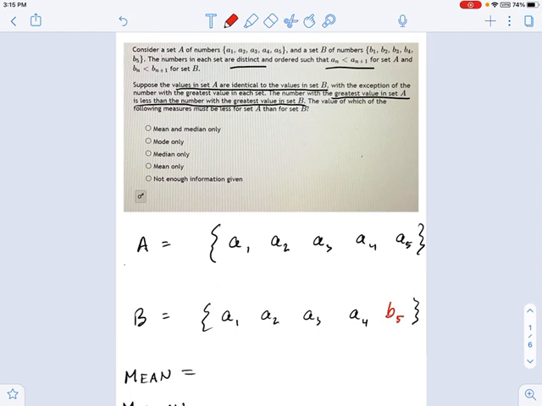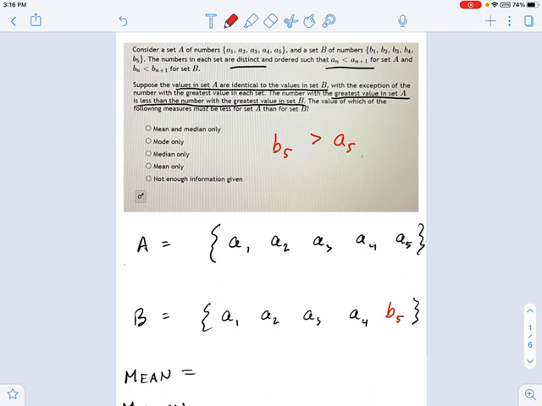Who knows? But we also know that set B has the same values as set A, if you look in the second paragraph, with one exception. That last number in set B, which I've colored in red, is going to be greater than A5. So that's important. I know that B5 is greater than A5. And the question is, what's this going to change in terms of these measurements of mean, median, and mode of A and B? Well, I'm going to go to the obvious one first.